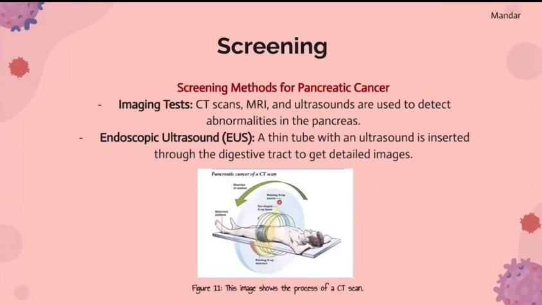So to avoid this, there are some screening methods for pancreatic cancer, so we can detect it as early as we can for treatment. Some examples include imaging tests such as CT scans, MRIs, and ultrasounds. They're used to detect abnormalities in the pancreas that show if there's cancer or not. There are also endoscopic ultrasounds, or EUSs, which are basically a thin tube with an ultrasound that's inserted through the digestive tract to get detailed images of the organs.